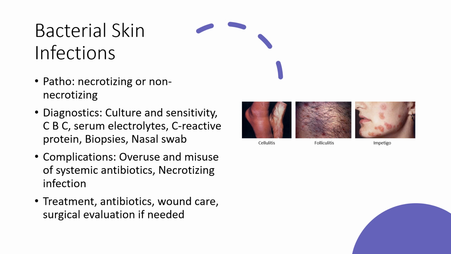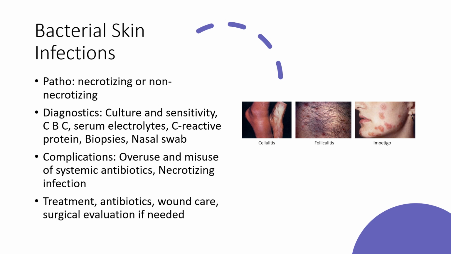Fournier's gangrene is a descriptive name given to necrotizing fasciitis in the genital or perineal area. So necrotizing means that it's literally killing. Necrotic tissue is dead tissue. So if it's necrotizing, it is killing the tissue.